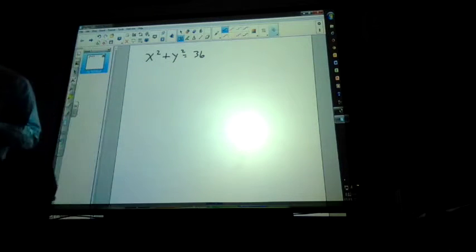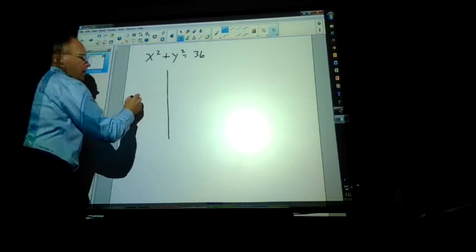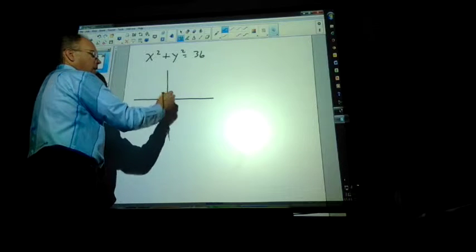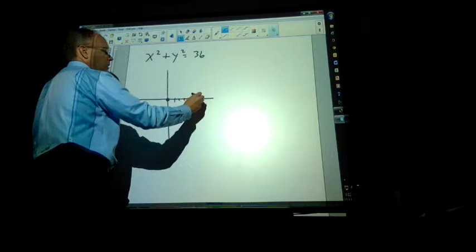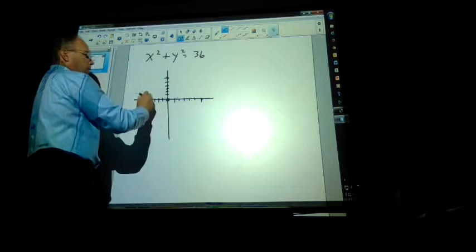It's a circle with a radius of what? 6, and a center of what? 0, 0. Okay, so I have a center here, and then 1, 2, 3, 4, 5, 6.